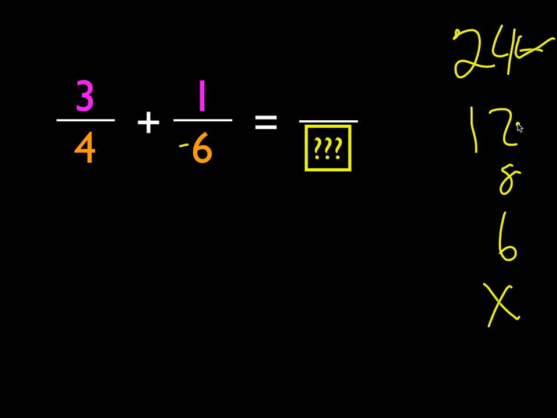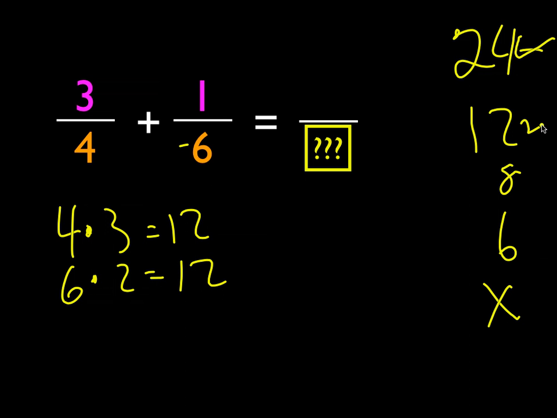Now I know 24 is a common denominator, so I've got to check to see if 12 is a least common denominator. I got 4 times 3 equals 12, and 6 times 2 equals 12. And so that is a common denominator. I ask myself, can I do this for 8? And the answer is no, that's not a common denominator.